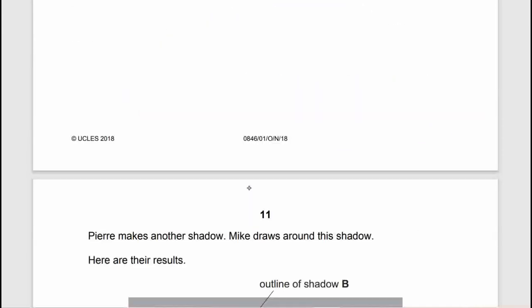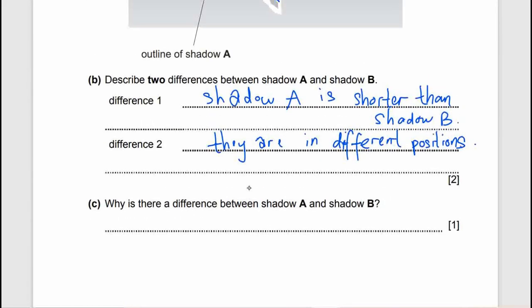So why is there a difference between shadow A and shadow B? It's caused by the position of the sun. Due to the Earth spinning on its axis, the position of the sun looks different. This is due to the Earth spinning on its axis.